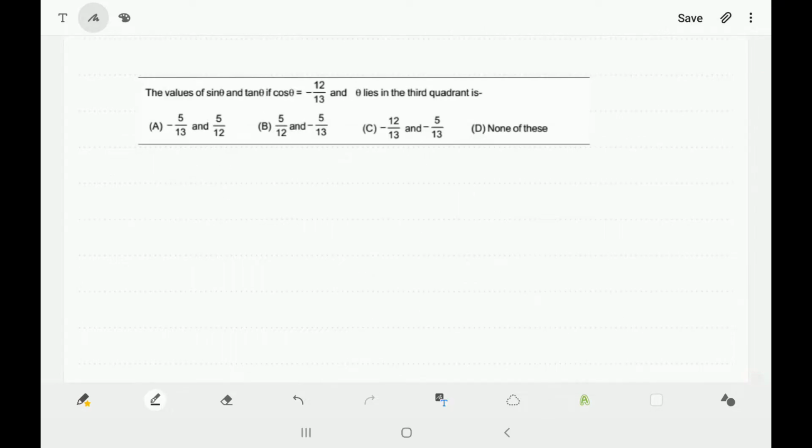In this problem, we have to find the value of sin theta and tan theta if cos theta is given as minus 12 by 13. Now theta is in the third quadrant. It is also given that theta is in the third quadrant, and we already know that in the first quadrant all trig ratios are positive. In the second quadrant sin and its reciprocal, in the third quadrant tan and its reciprocal, which is cot, and in the fourth quadrant cos and its reciprocal. So ASTC, we already know that.